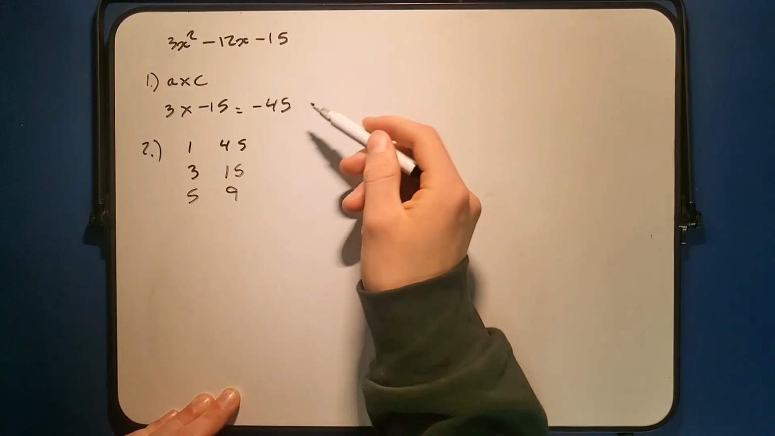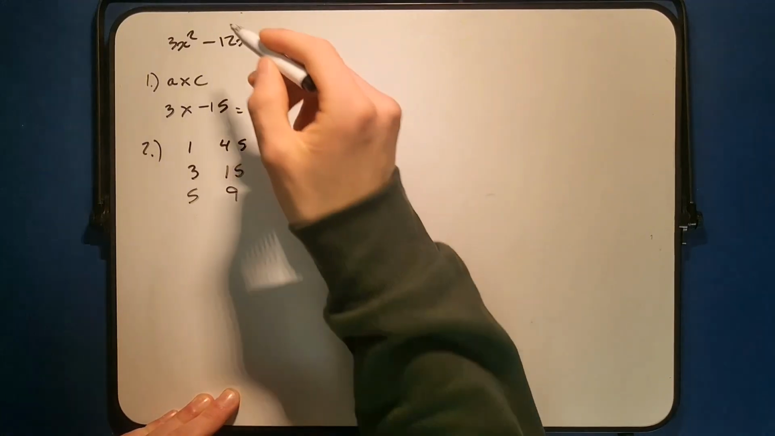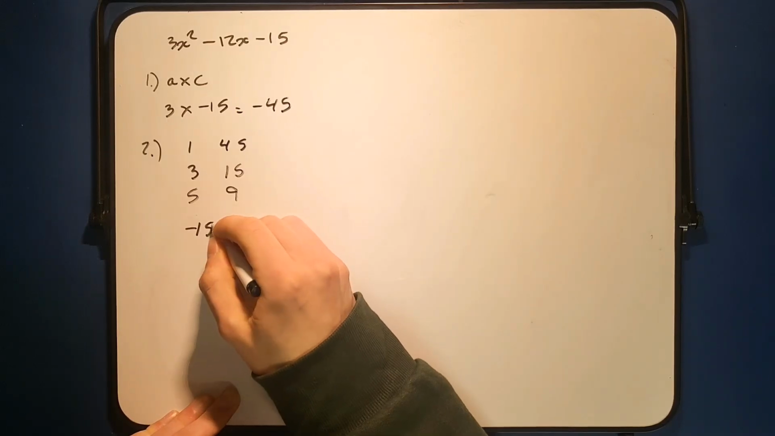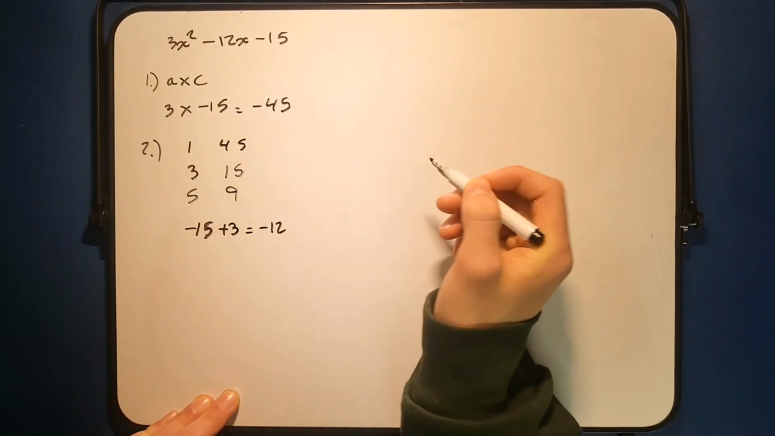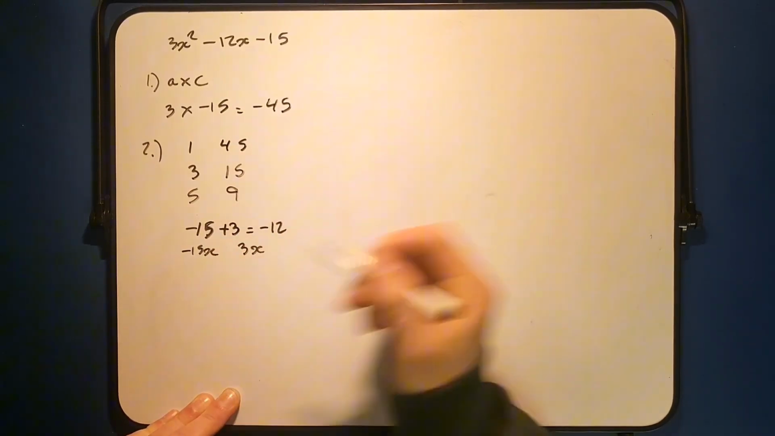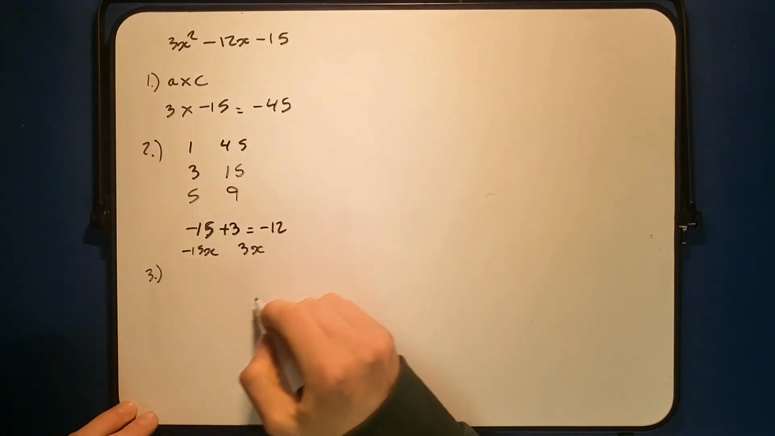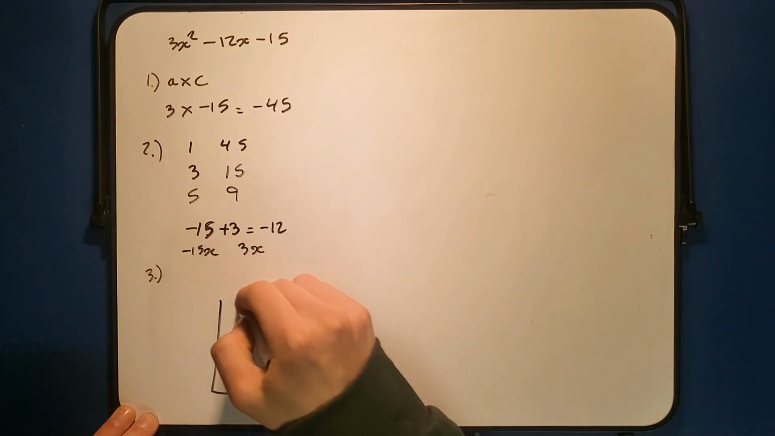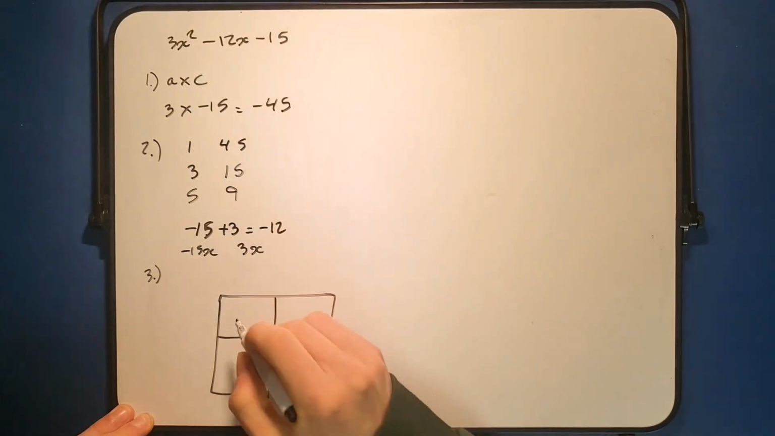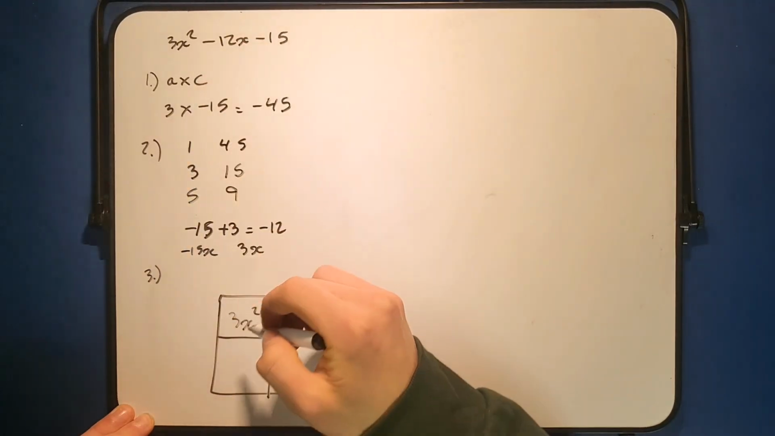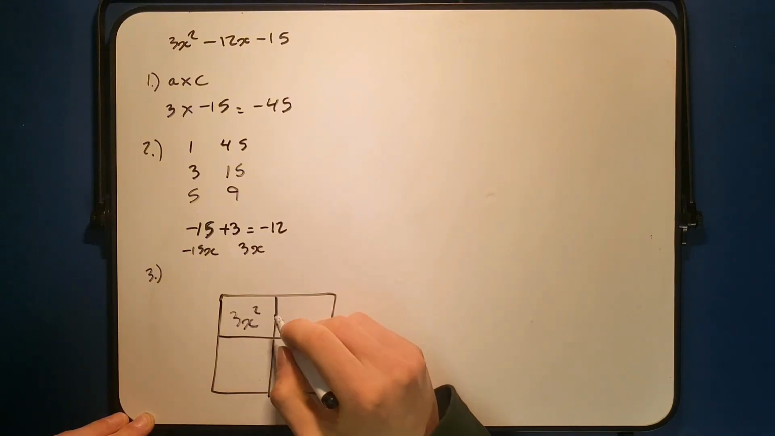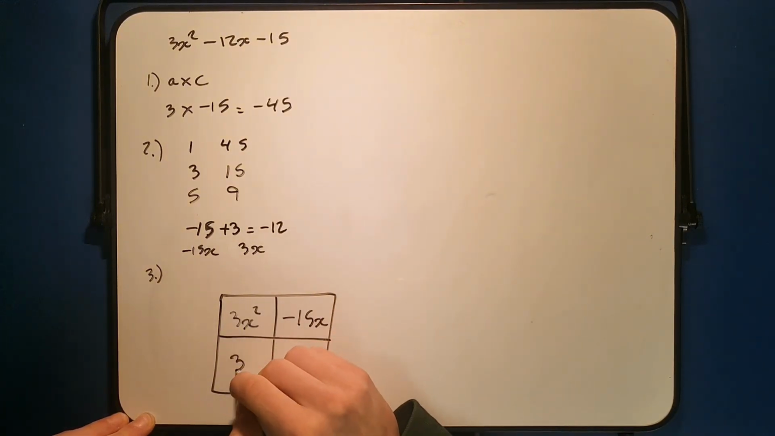And in fact, we don't need to go any further because we see that 3 and 15 can give us minus 12. Because if we have minus 15 plus 3, that's equal to minus 12. So our factors are minus 15x and 3x. Okay, now step 3, the box. So the same, so 3x squared, the first number in the top left corner, and a constant in the bottom right corner. And our factors can go here, minus 15x and 3x.